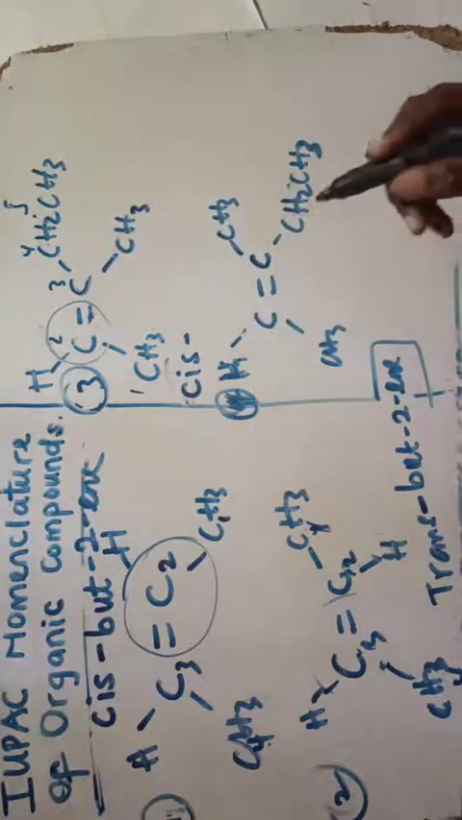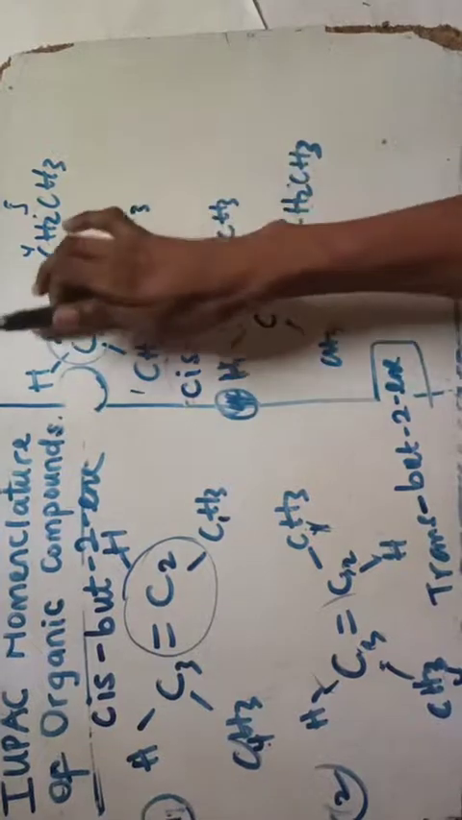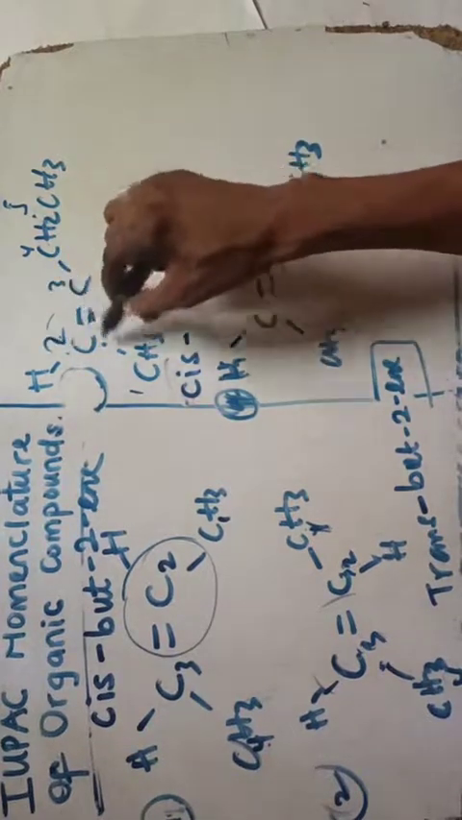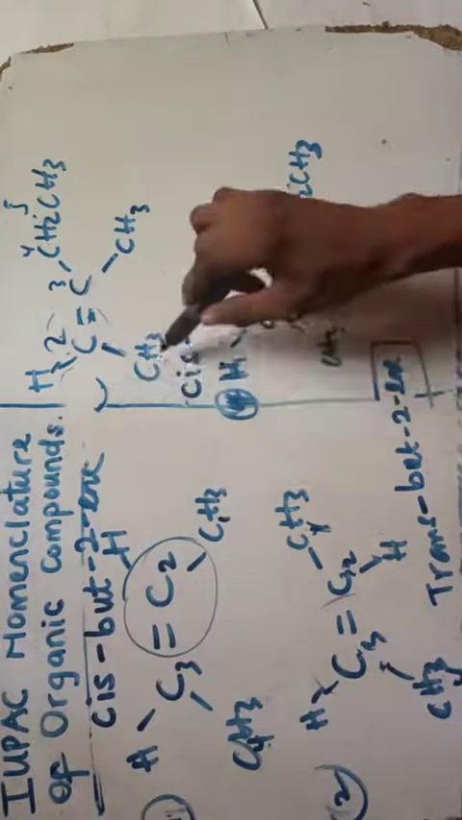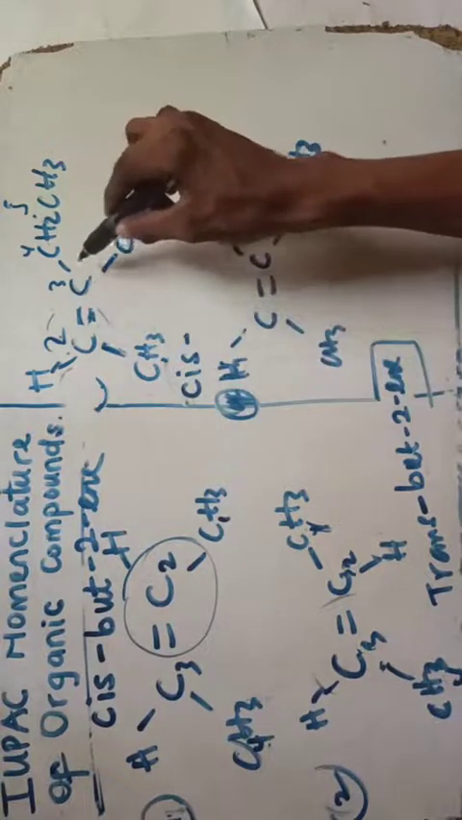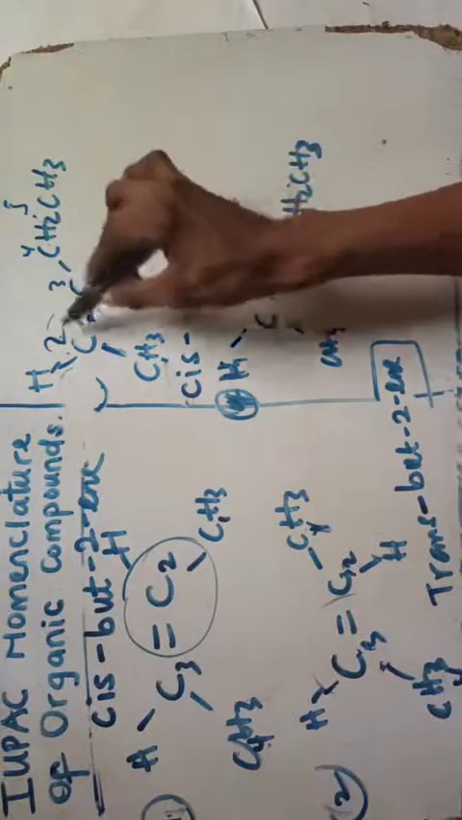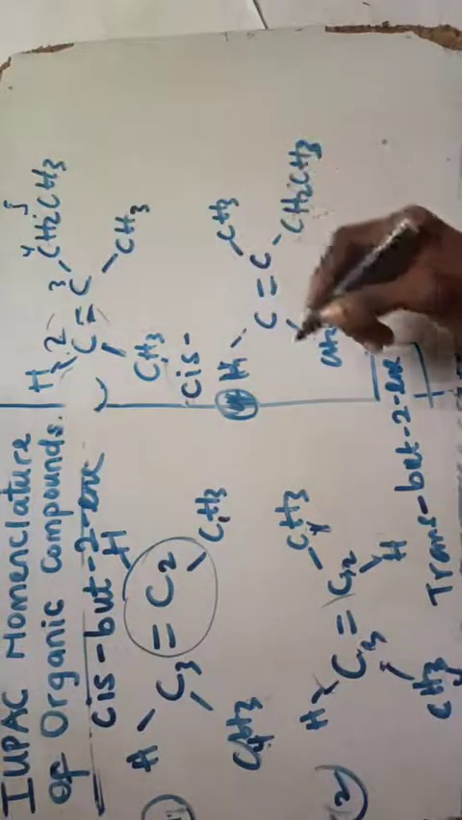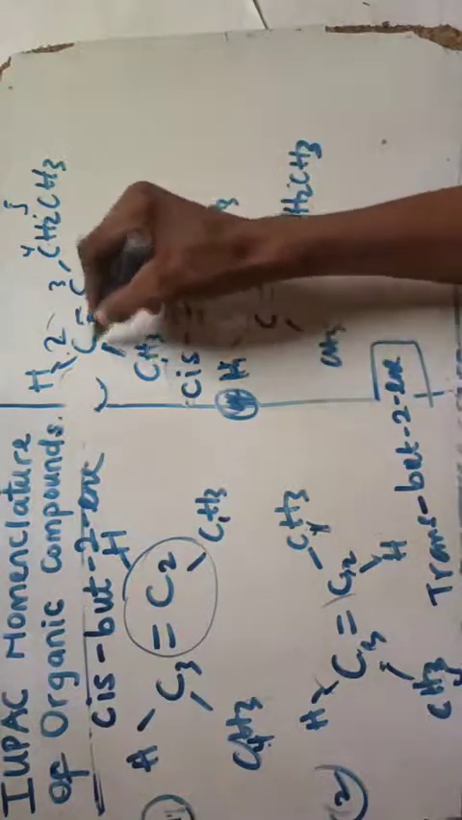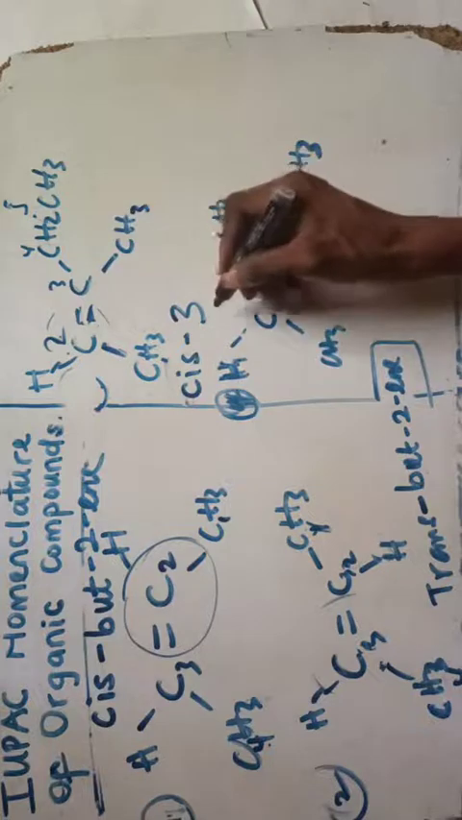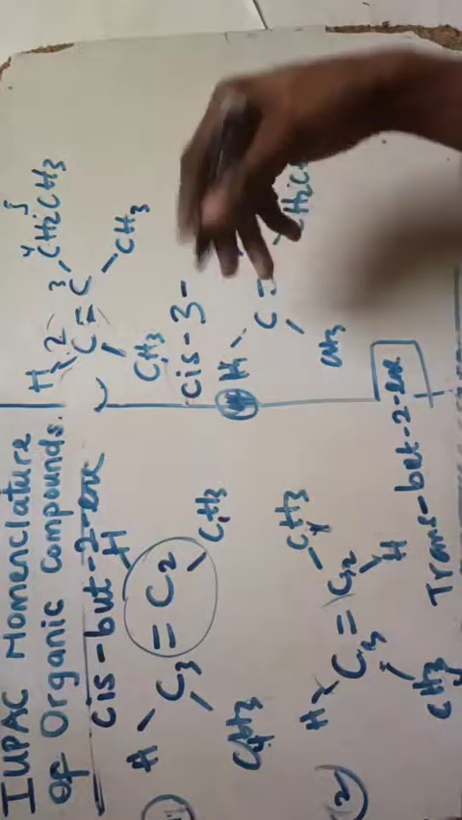That is the chain here is the number what? The chain here is number 3. That is 1, 2, 3. So you see this is the one holding it here. This is where the branch is rather. So I'm having that cis 3. Why the 3? Because it is 1, 2, 3. It's the one holding it here. Cis 3. Then I'm gonna have it as cis 3 methyl.